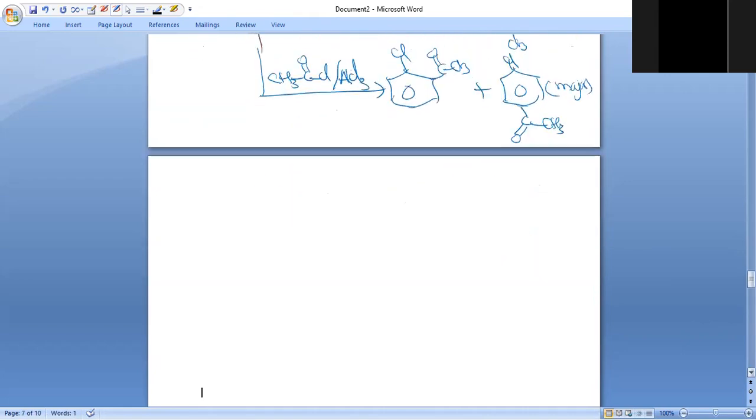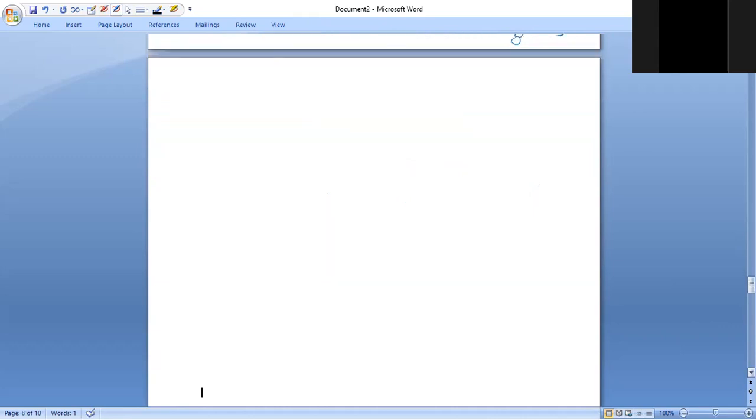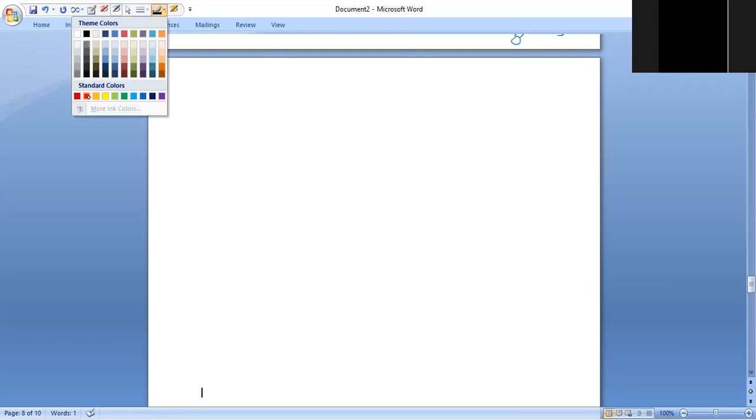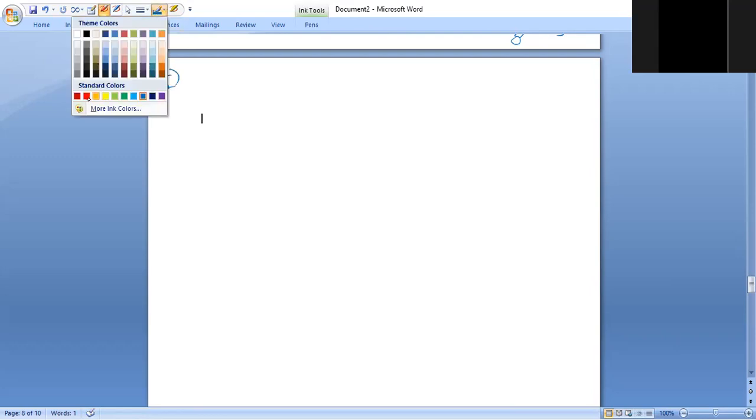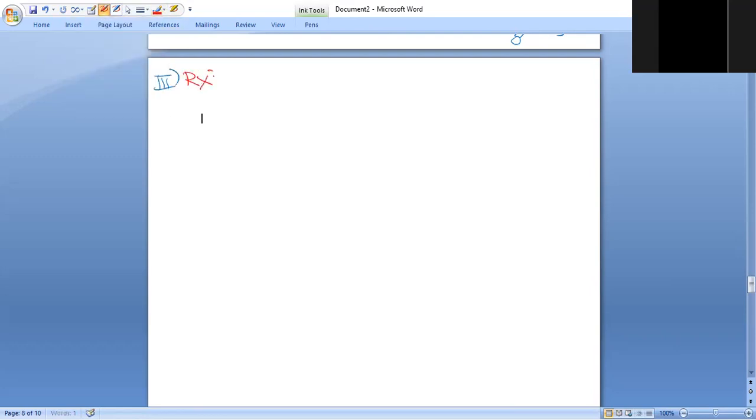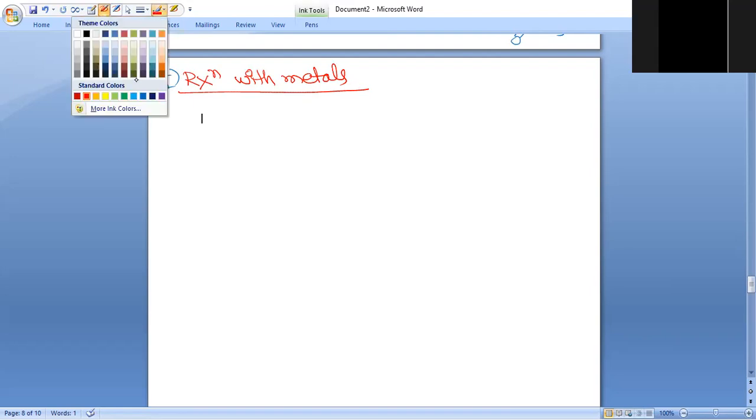Next, we have seen nucleophilic substitution and electrophilic substitution. Here also, we have reaction with metals. Two name reactions are there. You have to go with that. Third type of reaction: reaction with metals. Here two name reactions are there, similar to the Wurtz reaction.